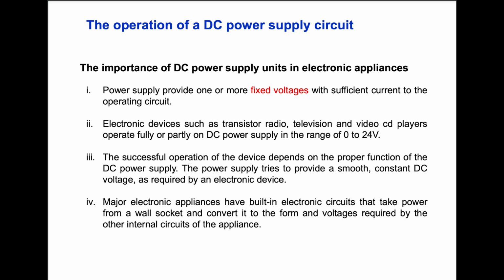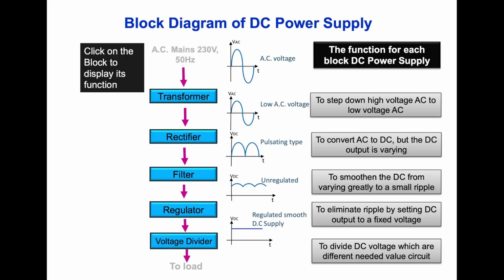Major electronic appliances have built-in electronic circuits that take power from a wall socket and convert it to the form and voltages required by the other internal circuits of the appliance. Here is a block diagram of a DC power supply. We take the AC mains of 230 to 240 volt and 50 hertz, and feed it into a transformer, then go to the rectifier, filter, regulator and voltage divider, and then to the load.